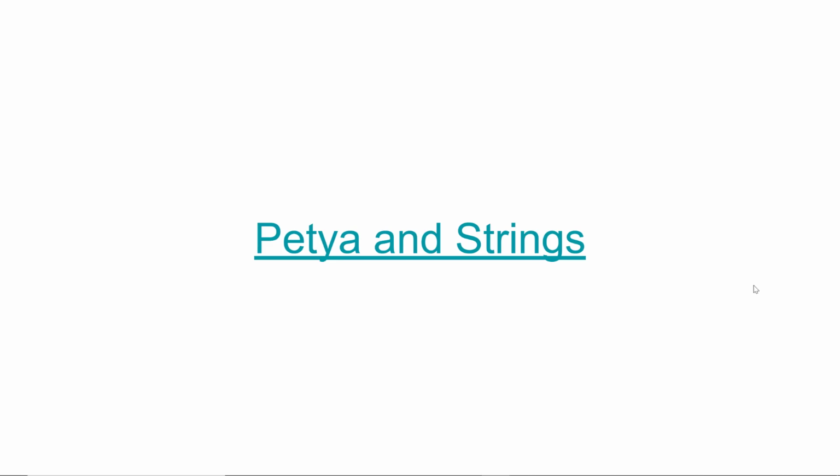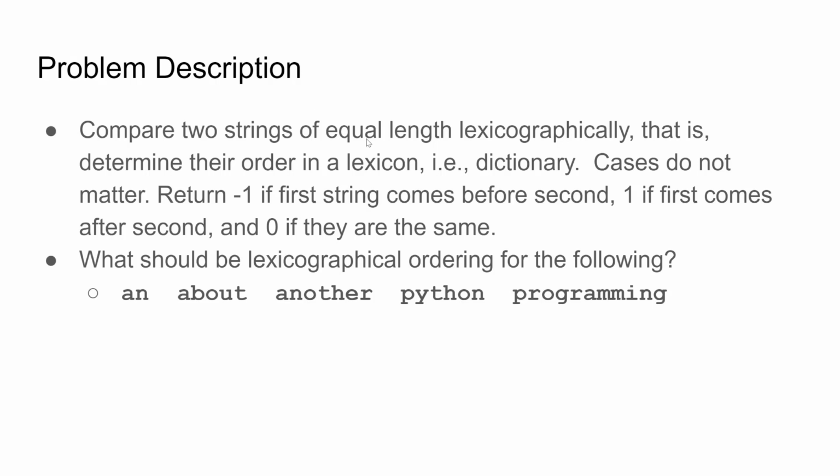This example problem is called the Peter and strings. Here's a description. We are given two strings of equal length, and we want to compare them lexicographically. Lexicographically means determining the order in a lexicon, or in other words, a dictionary. If you have two words of the same length, when you look up in the dictionary, which word comes first? And the cases do not matter here.